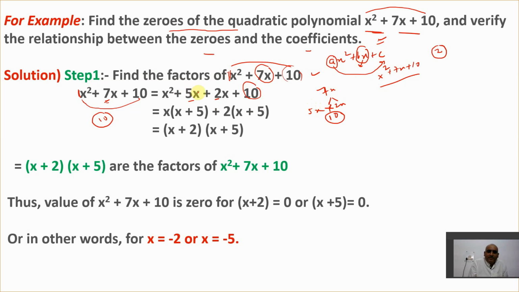So I'll break this into the factors here: 5x plus 2x. Once I break it like this, I split the middle term. Then I have to take a common factor. I'll take a common x. It becomes x plus 5, then plus 2, x plus 5. Then take these two common factors, x plus 2 and x plus 5. So finally, two factors are coming, x plus 2 and x plus 5. These are basically called the factors of this.